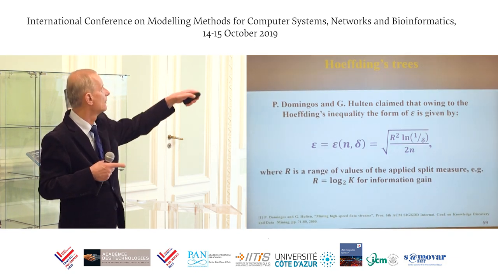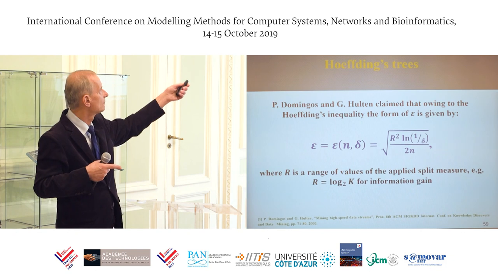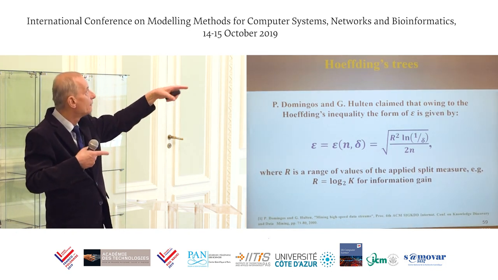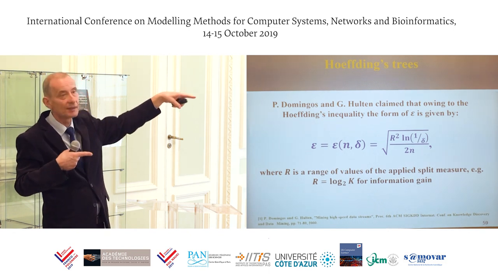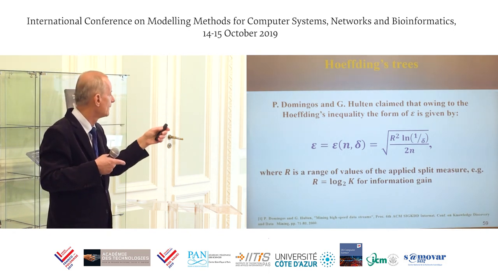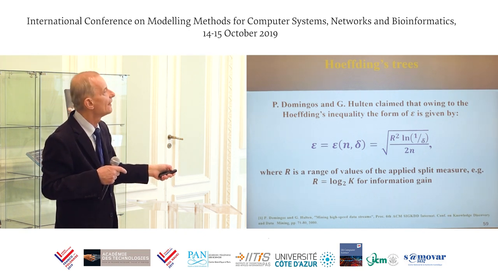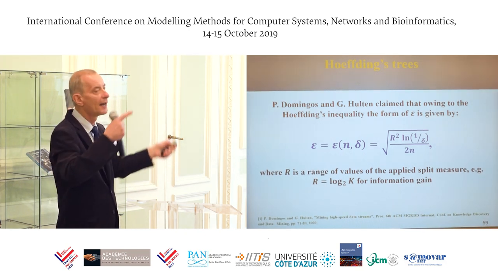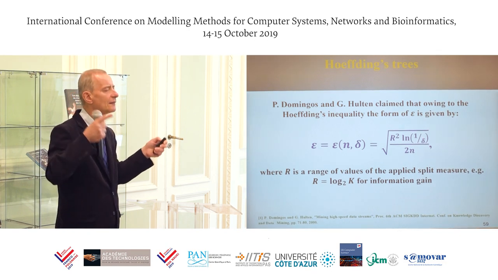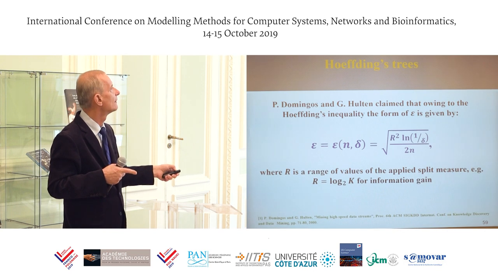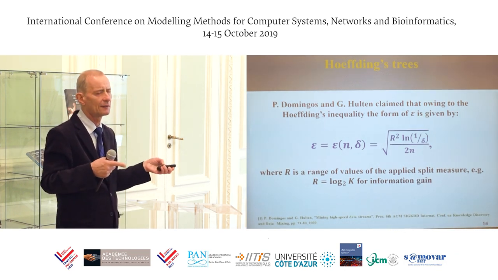Domingos and Hulten claim that using the Hoeffding inequality, the form of epsilon is given, as you see here. What is the most important? It depends on the number of data in the window we are now considering. And this result, as I mentioned, was cited 2,000 times in the literature.